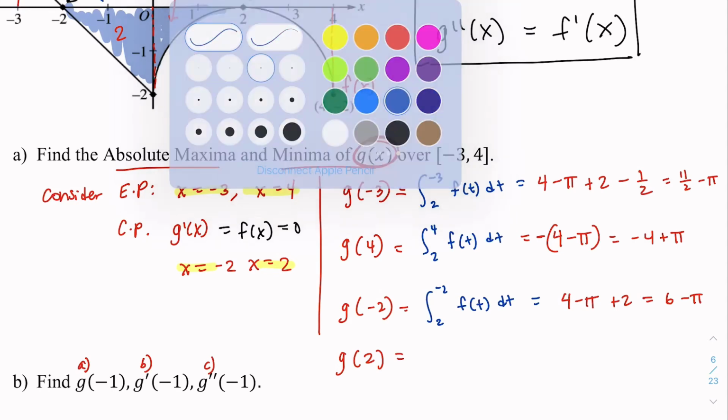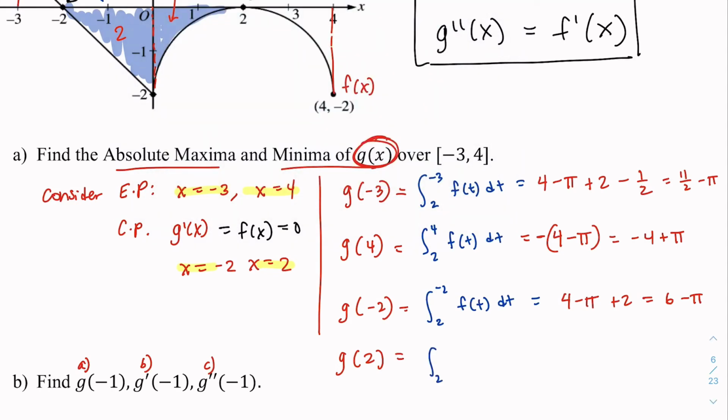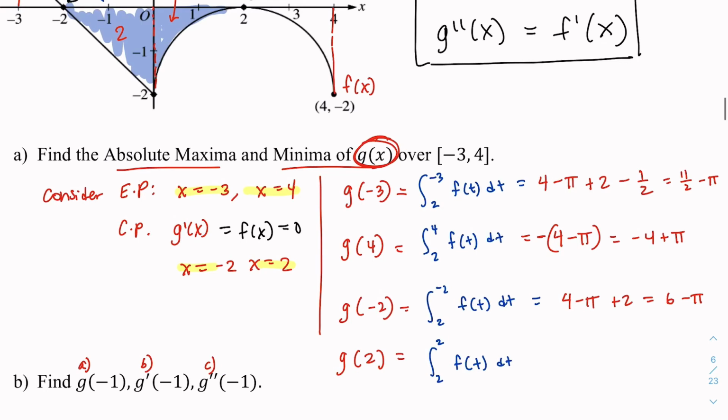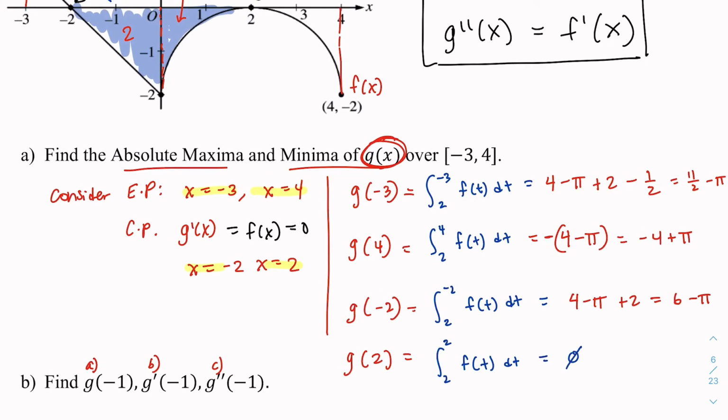Last but not least, let's do g of 2. So that's the area from 2 to 2 of f of t dt, and we know that if we start and end at the same spot, there is no area at all. The answer there is just 0.